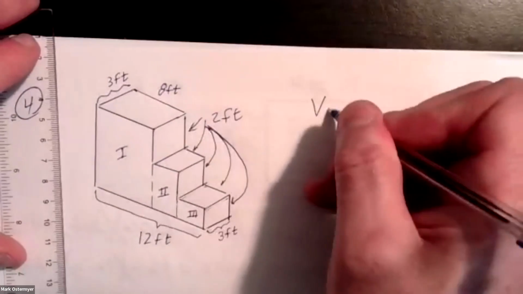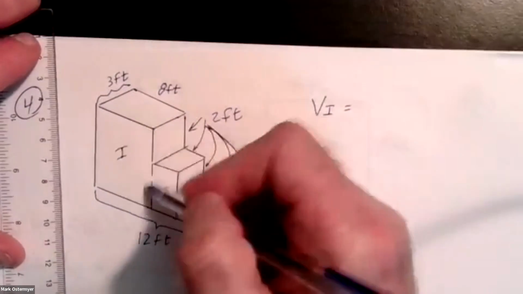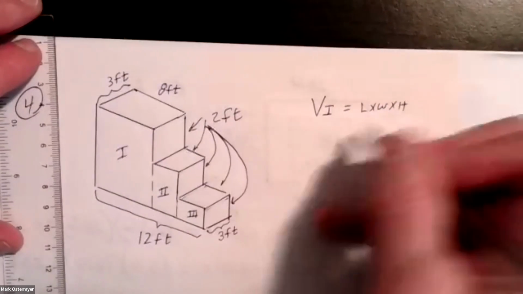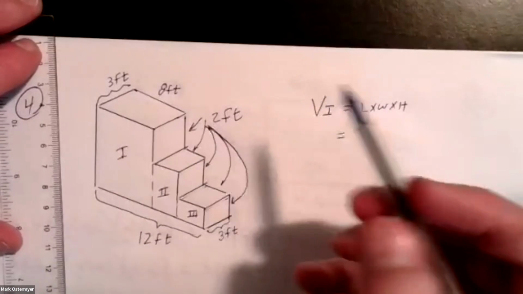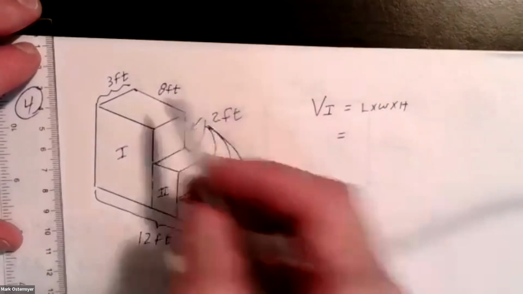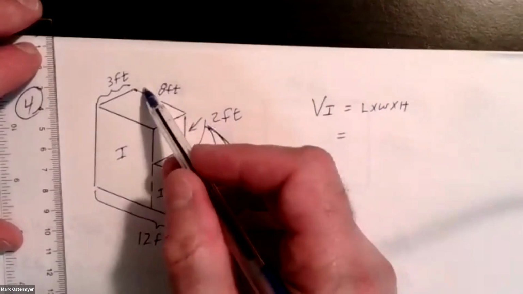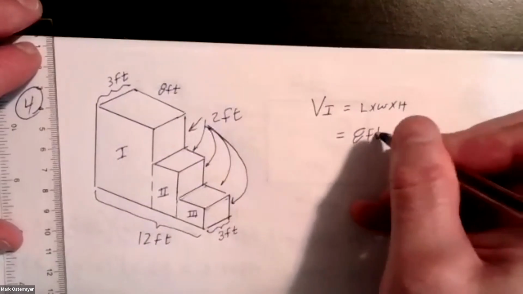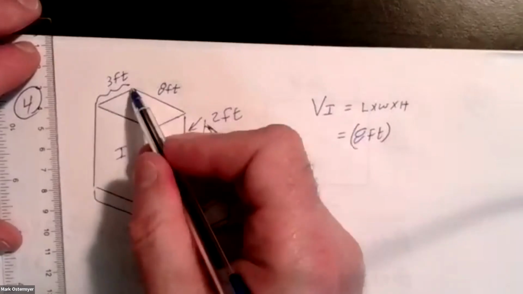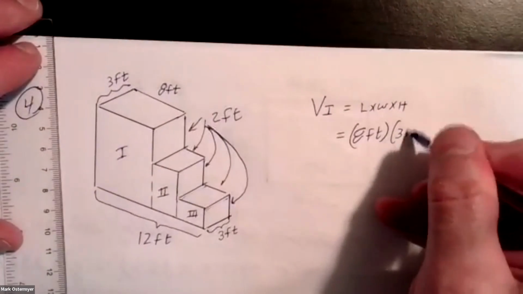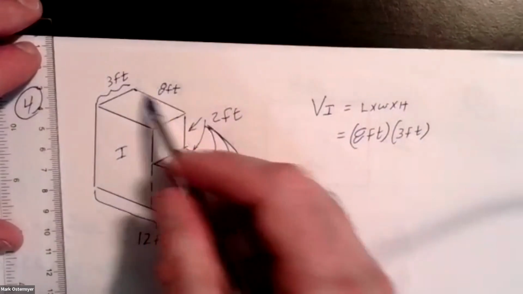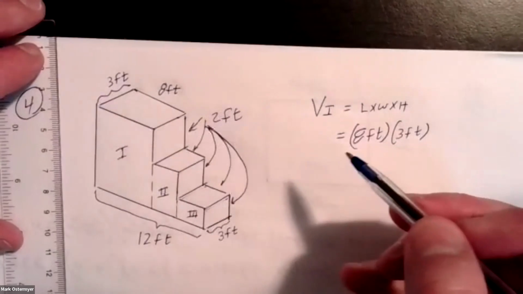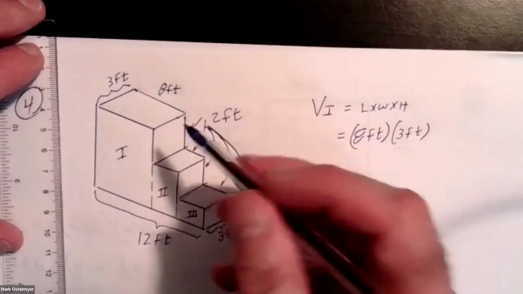How do we find the volume of box number 1, the big box? Well, it's going to be length times width times height. So the length, we could maybe call it what? Well, we'll call it maybe 8 feet. Here to here is 8 feet. So we got 8 feet times the width, maybe call that 3 feet. Length times width times the height would be 2 feet. Oh, not 2 feet. Wait a minute.